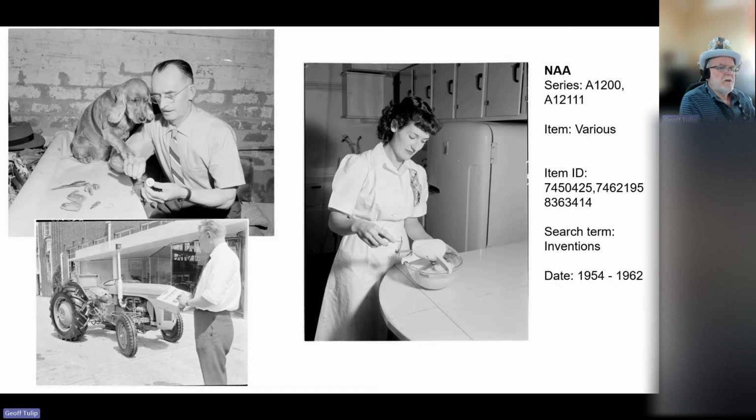So the search term here I put in was inventions. So the top left-hand corner, we've got a Sydney upholsterer, Frank Marek. He's formerly from Czechoslovakia. He has just invented the 100,000 combination lock and key, watched by his dog, and this is 1962. The second image on the right is of a young woman with a hand-operated mixer and beater in 1954.